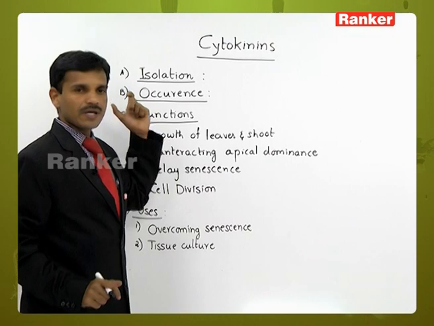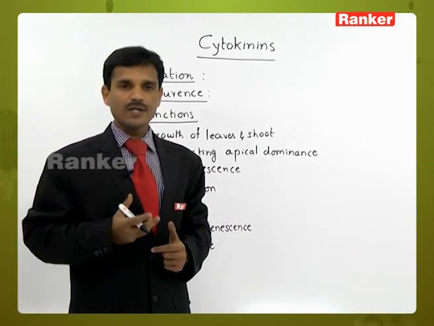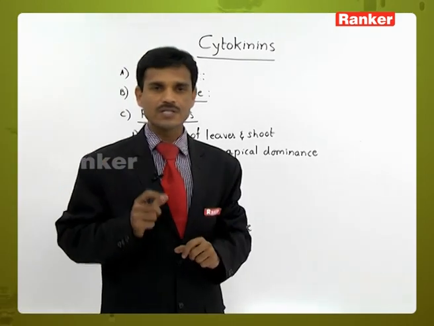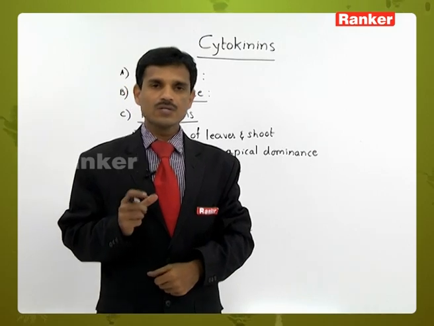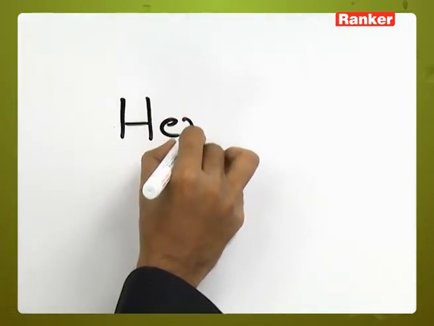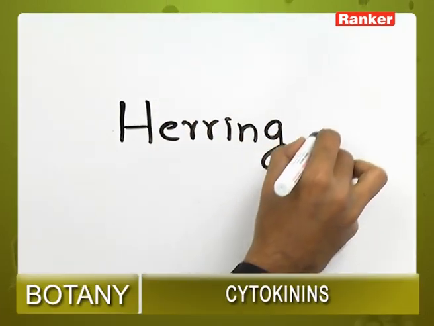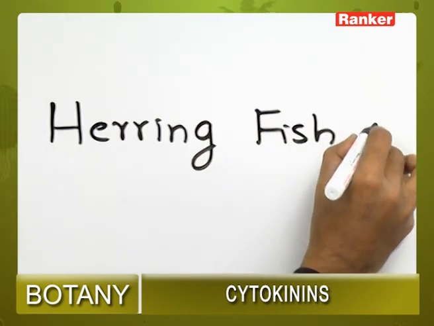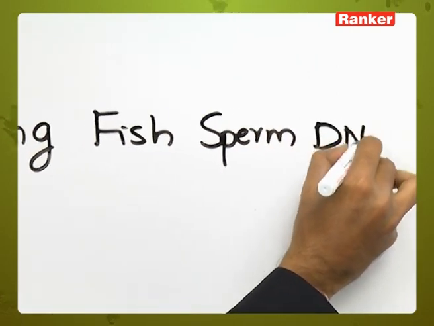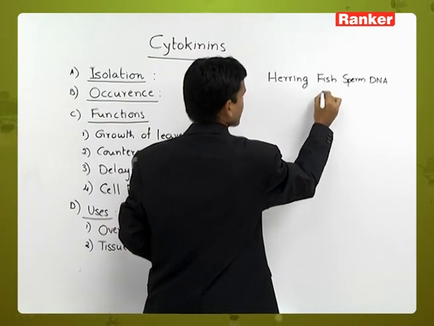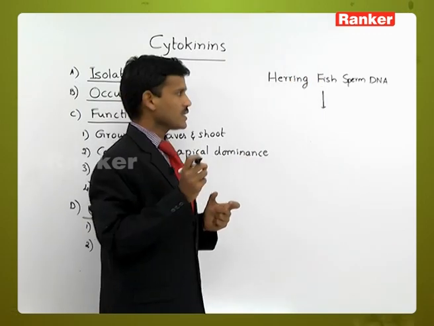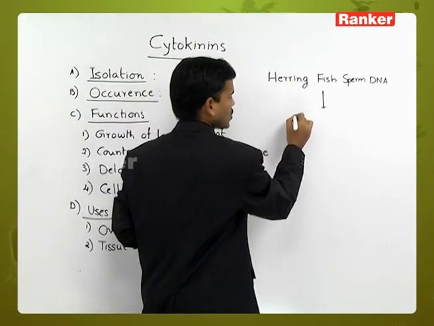The cytokinins were mainly extracted from different materials. First, cytokinins were isolated from one fish, the herring fish. It is not a natural cytokinin. From this fish, sperm DNA is isolated and it is autoclaved.